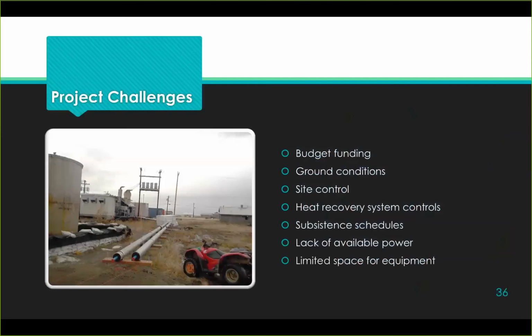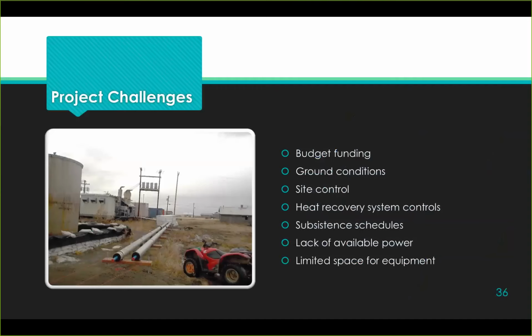So what were the challenges? What were the actual challenges of installing the system? Funding, that was the first. Also ground conditions. We couldn't bury pipe out here. We had to use helicals, pipe supports. It was an above grade system. Helicals are costly. So ground conditions, site control. How are we going to get the pipe from AVEC? Whose property were we going to cross? Who did we have to get easements from?